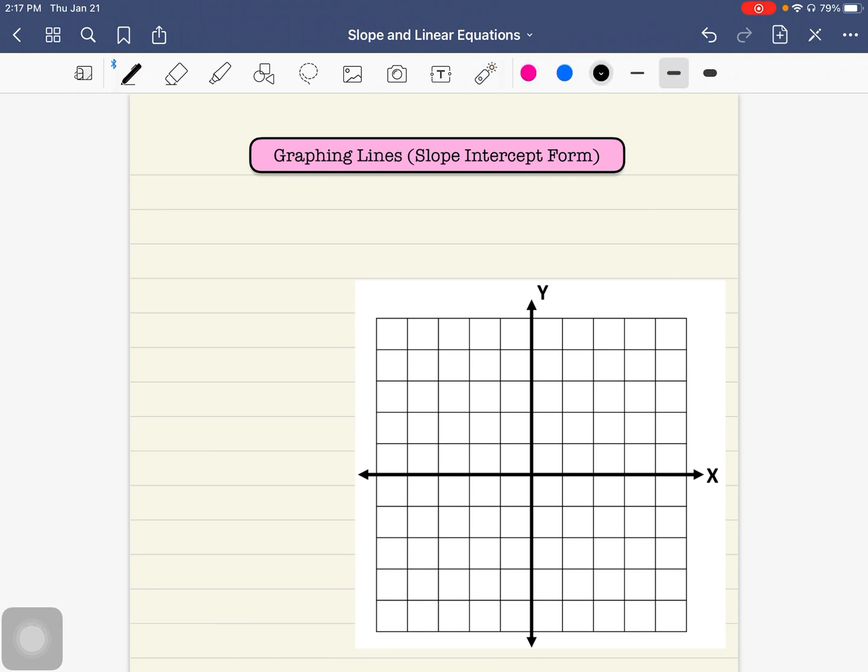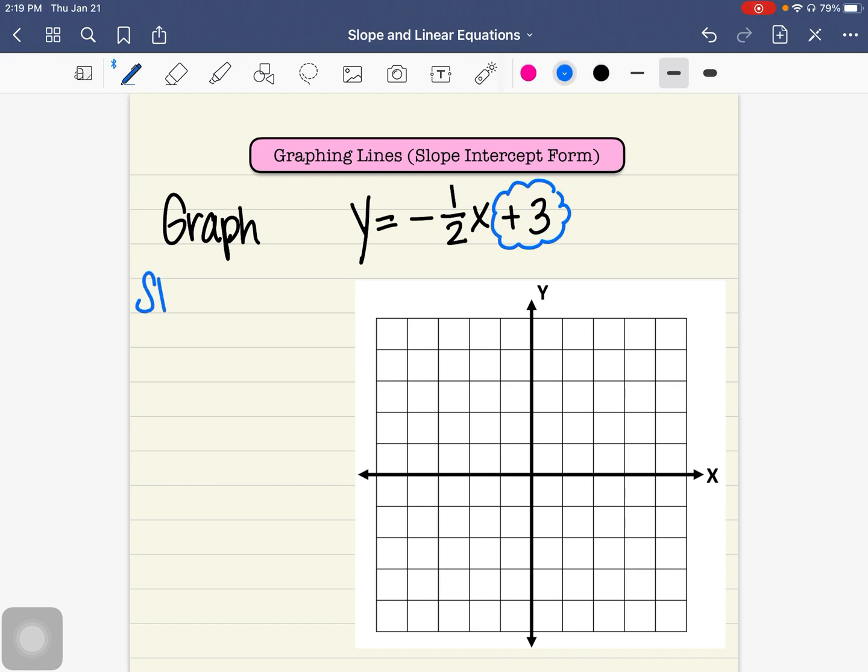Let's graph y equals -1/2 x plus 3. So we need our starting point, and our starting point is our y-intercept. In this case, it's a positive this time, so +3. So I'm going to go to my y-axis, and I'm going to go up to 3, 1, 2, +3. That's where I'm going to start.